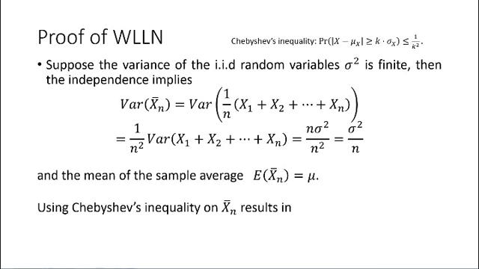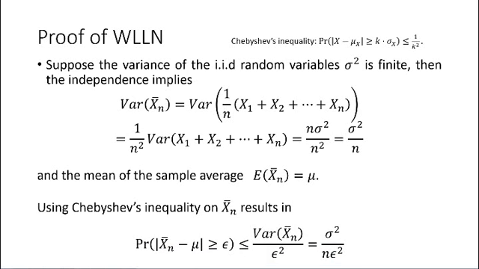Then all that remains is to use Chebyshev's inequality on the sample mean, which yields that the probability that the sample average lies epsilon away from the expected value is less than or equal to sigma squared over n epsilon squared. And this probability approaches zero as n goes to infinity. We now finish the proof.